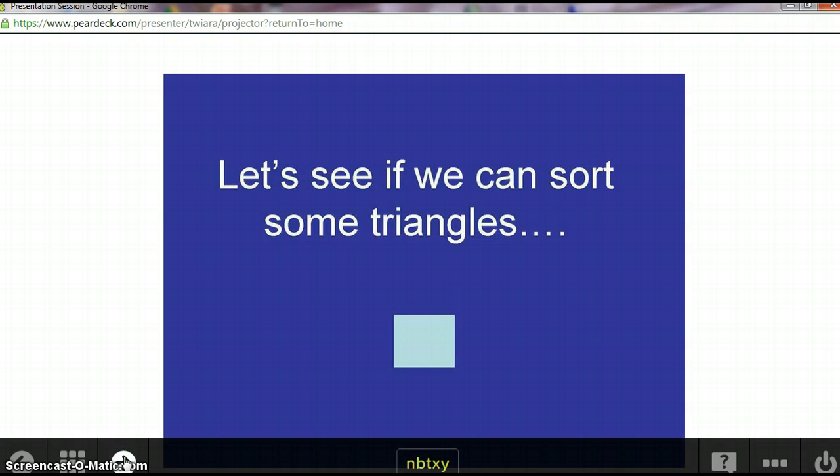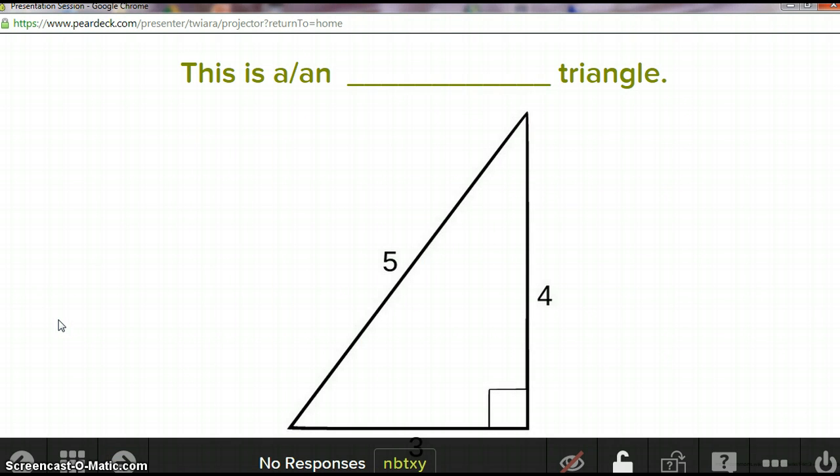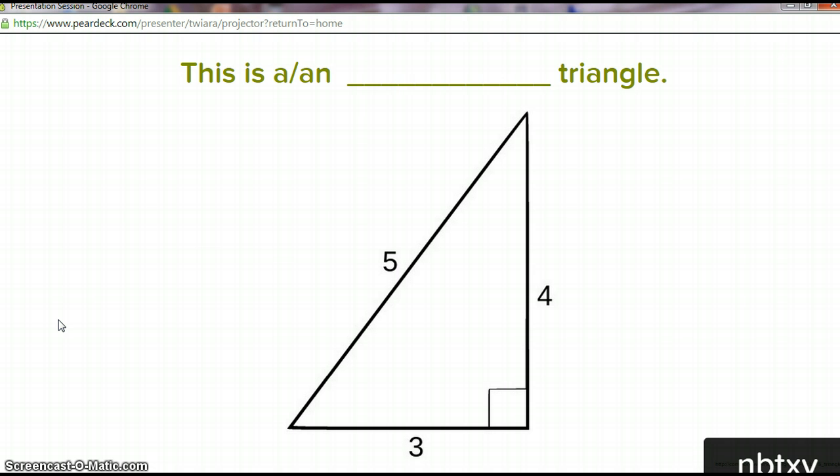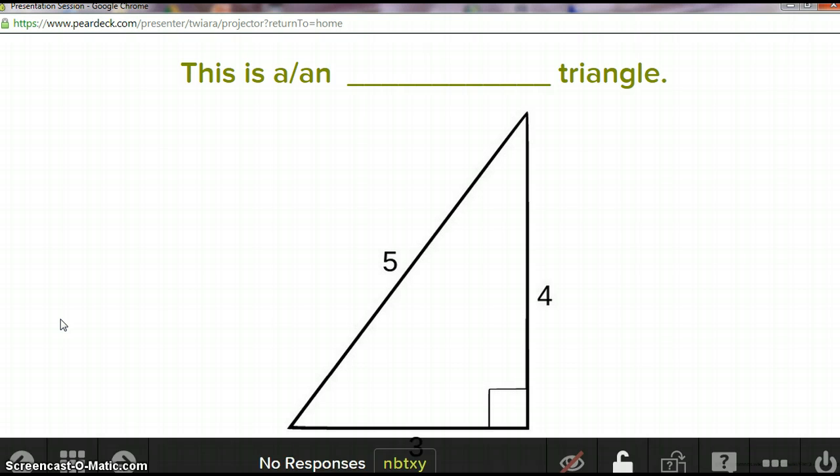All right, so we're going to try sorting some triangles now. On the next slide, you're going to see a triangle, and I need to know which kind it is. You're going to have a multiple choice option come up where you get to choose A, B, or C. So think about what we've just learned. This is going to test where you're at with this right now. Did you have any choices pop up on your screen? Yeah. Okay, good.